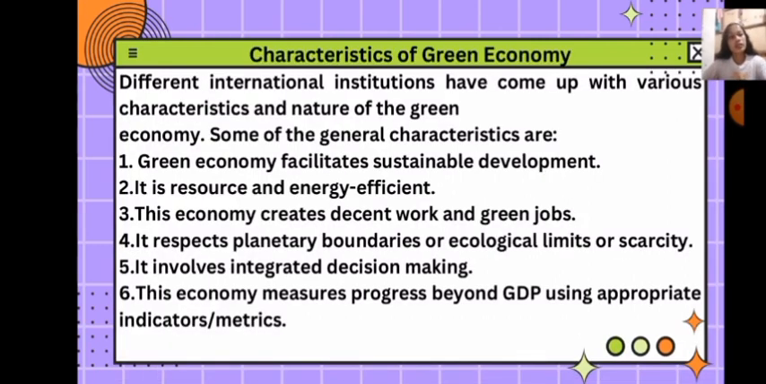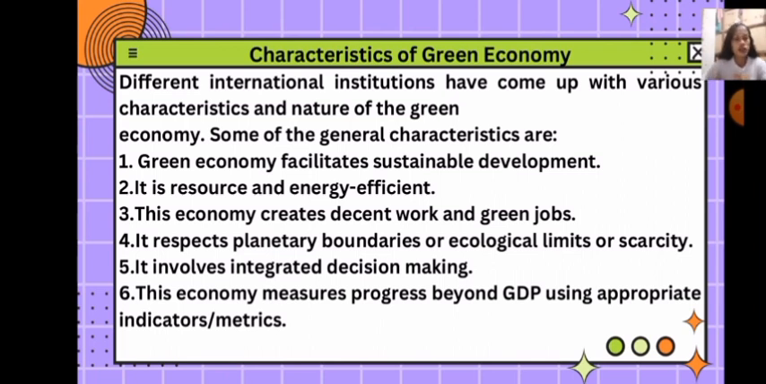So next, we'll tackle the characteristics of green economy. Different international institutions have come up with various characteristics and nature of the green economy. Some of the general characteristics are: first, green economy facilitates sustainable development. Second, it is resource and energy efficient. Third, this economy creates decent work and green jobs. Fourth, it respects planetary boundaries or ecological limits or scarcity. Fifth, it involves integrated decision making.